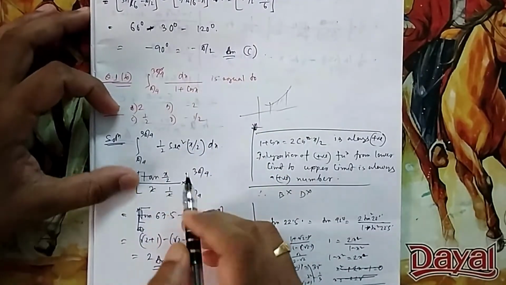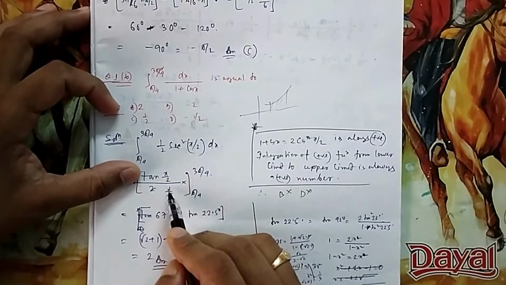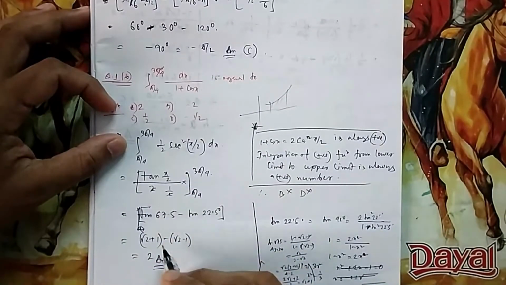You can simply integrate. The integral of sec square is tan, and because it is x by 2, you divide by x by 2 coefficient, then you put the upper limit and lower limit.